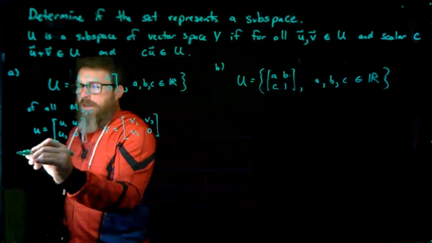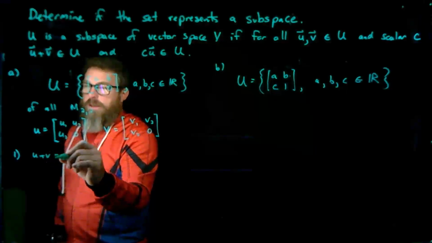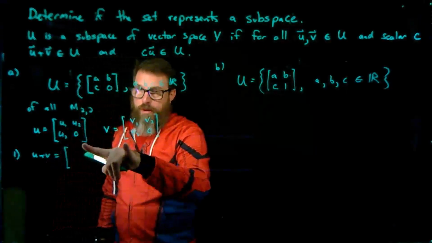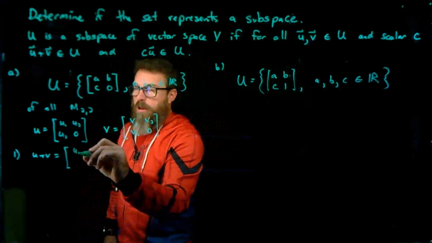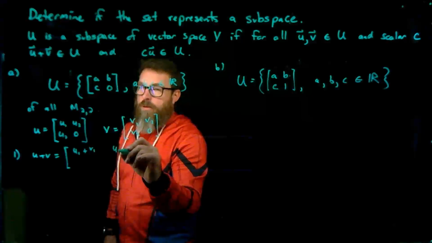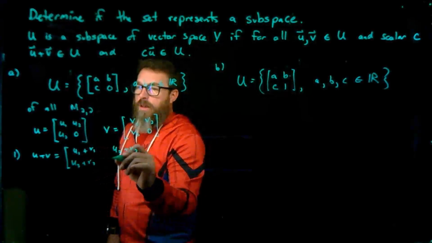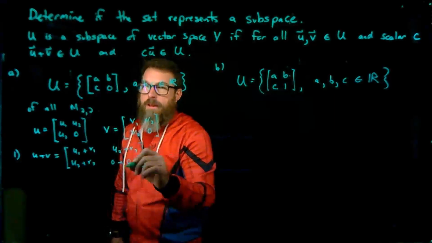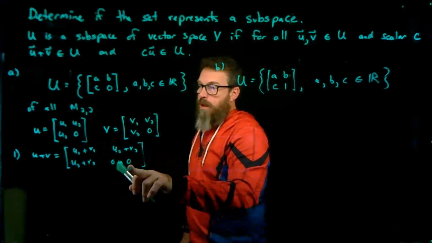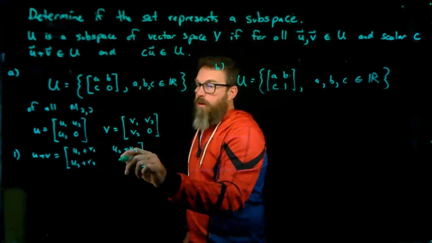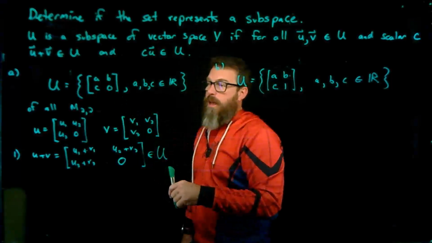All right, so let's check property 1. So u plus v would be equal to, when I add two 2 by 2 matrices, I just add their common components. So this is going to be u1 plus v1, u2 plus v2, u3 plus v3, and this will be 0 plus 0. Now the only thing I need to verify is that these things are real numbers, and we can tell that 0 plus 0 is nothing more than 0. So this is an element of U because it has that form.